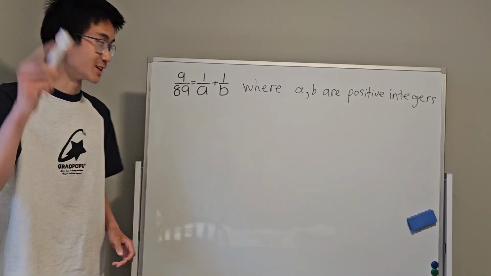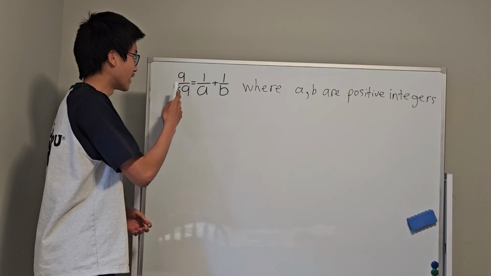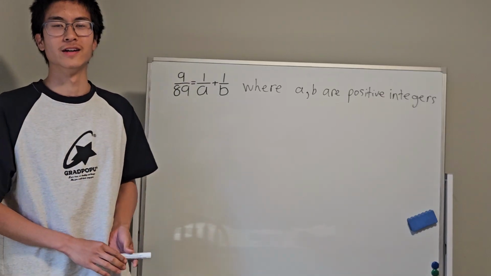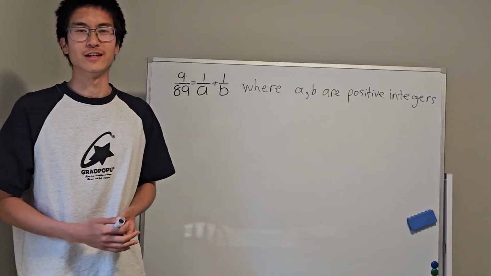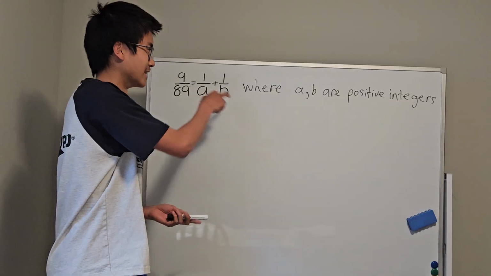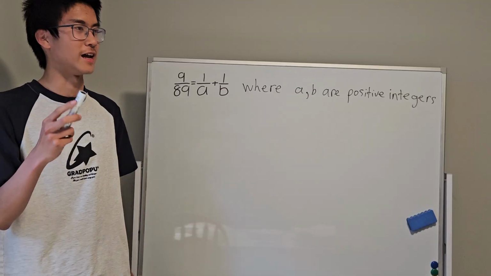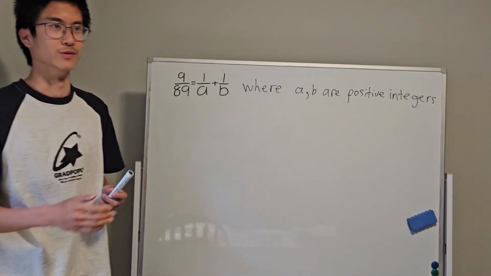Hello everyone. Today we have this interesting problem, which is 9/89 equals 1/a plus 1/b. Our goal today is to find unique positive, well, not unique, because a and b are interchangeable here, but our goal right now is to find positive integers a and b such that this equation holds.